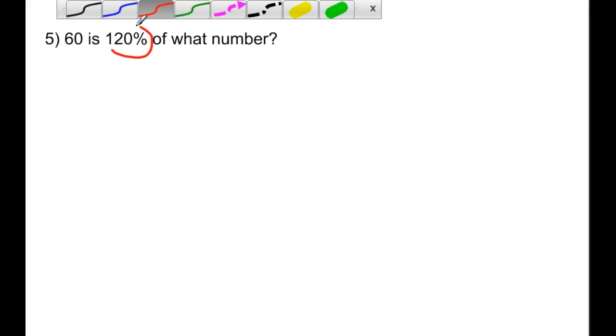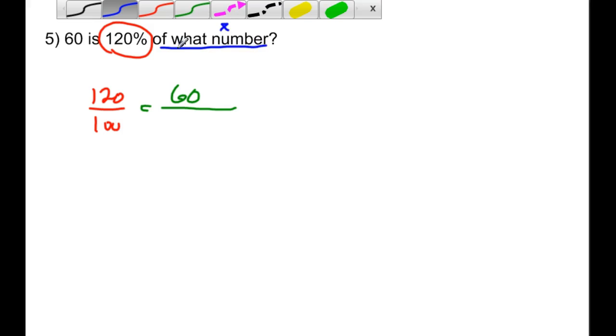120% is in a different order. The question's worded in a different order. Did that on purpose. 120%, which means out of 100. Percent means out of 100. That's what that word literally means. Per, out of, and cent, 100. Equals 60. And I know that the of what number is x? Of tells me it goes on the bottom. There you go. You haven't had one with x on the bottom yet.